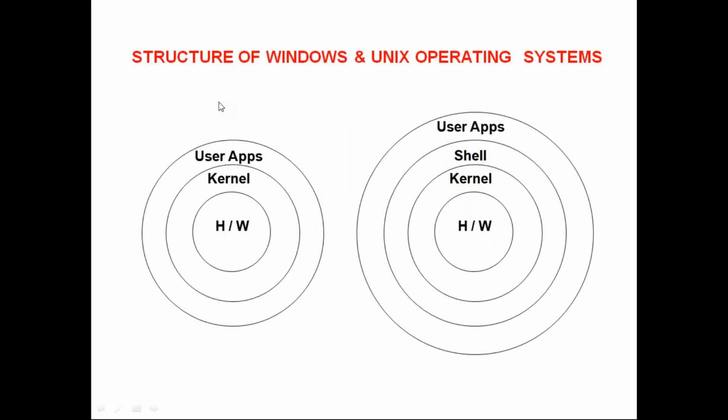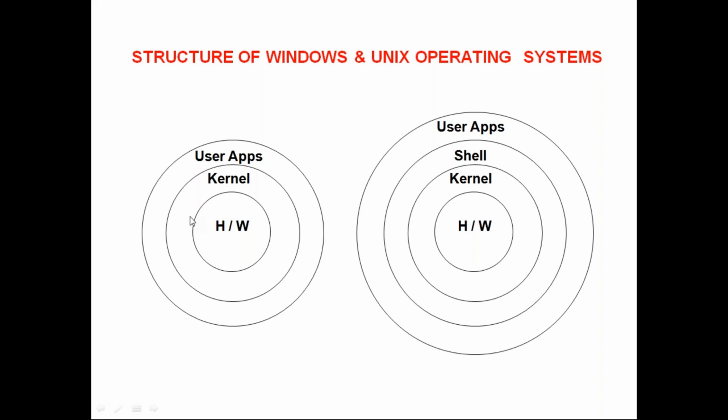You can go to the structure of Windows and the Unix operating system, meaning the Linux operating system. The structure of Windows: hardware means you bought a laptop. On top of that, the kernel is nothing but the OS. You installed the Windows kernel. On top of that, the user is working. This is the structure of Windows.